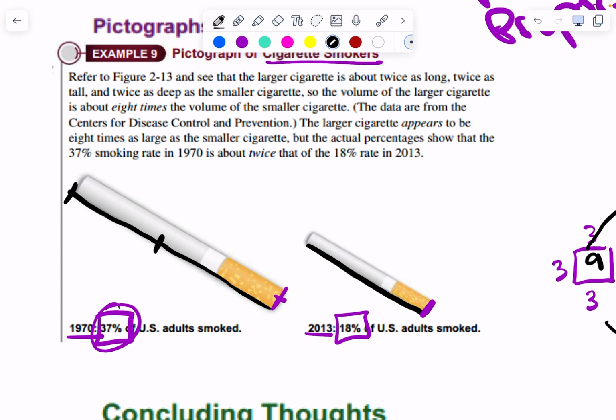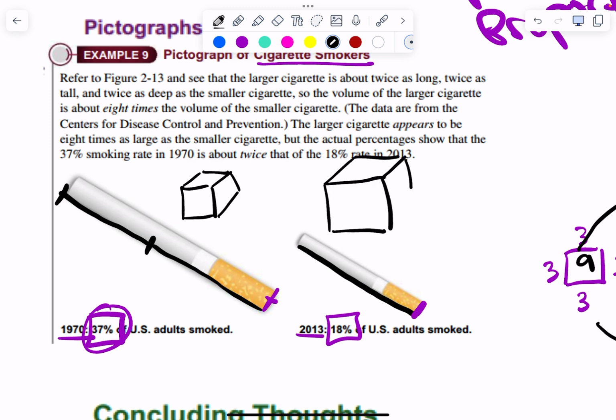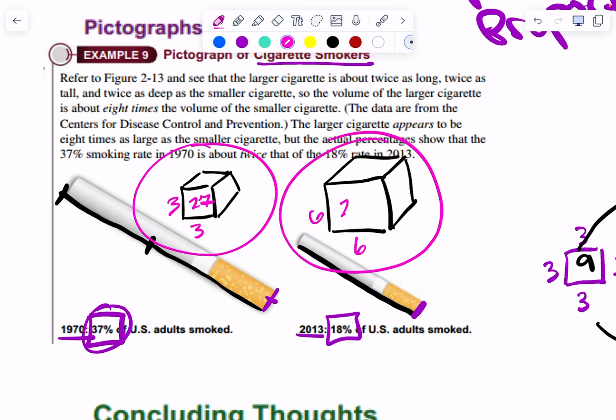Okay, now, let's say this is three-dimensional. Let's say they used a cube. There's a cube, and here's another cube. This is a 3 by 3. This is a 6 by 6. But what's the volume of this cube? 27. What's the volume of this cube? 216. Good math. Look at you go.